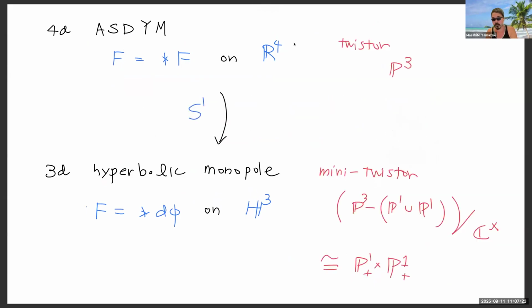And in this discussion, you can also invoke twistor theory. In 4 dimensions, the twistor space, or the original twistor space for R4, is P3. But down in 3 dimensions, you have to take a quotient. That's the mini-twistor space, which I introduced before, which is roughly P3 divided by C star.